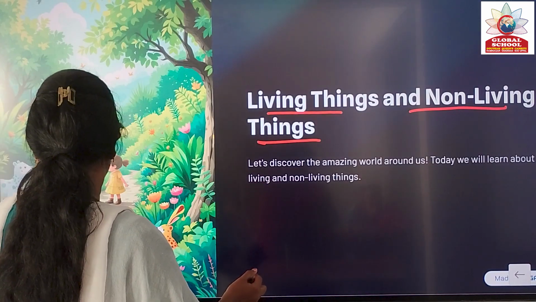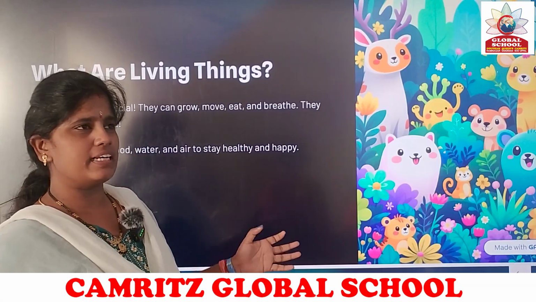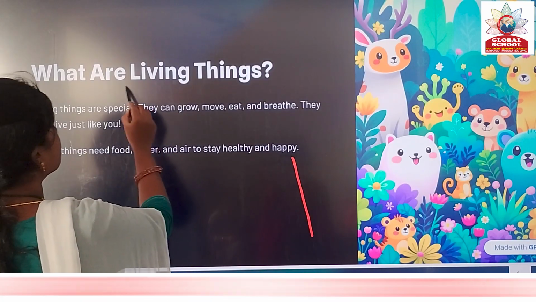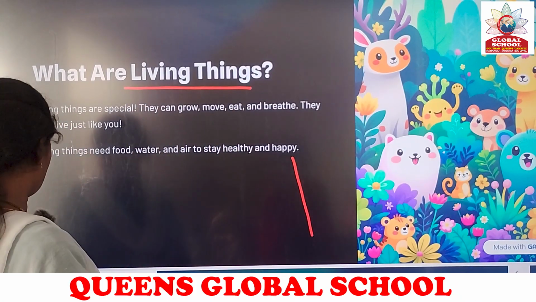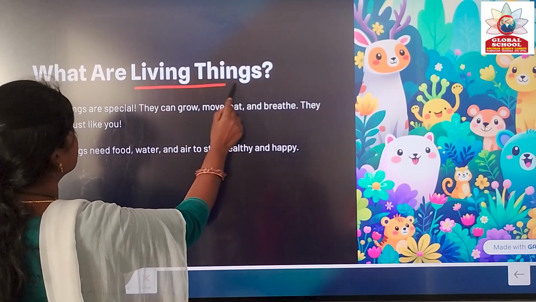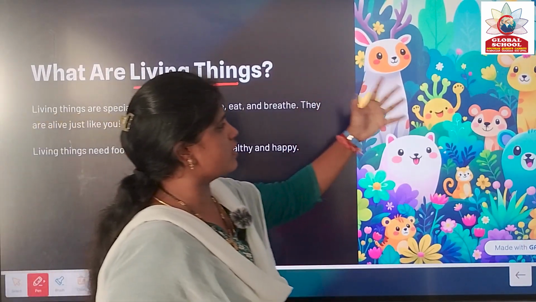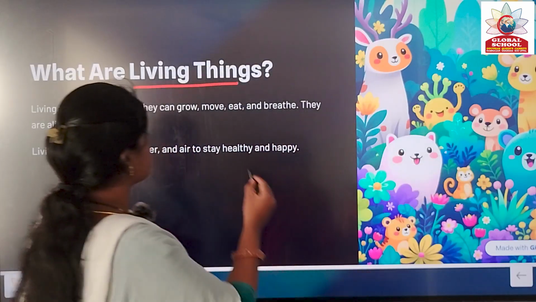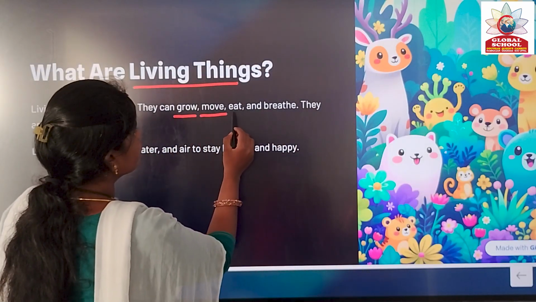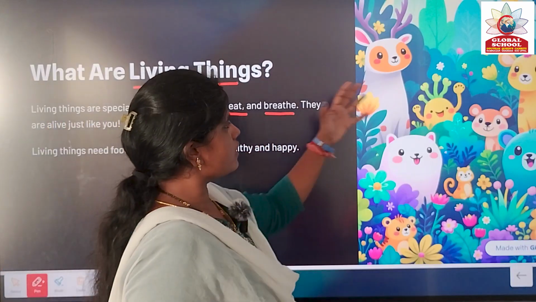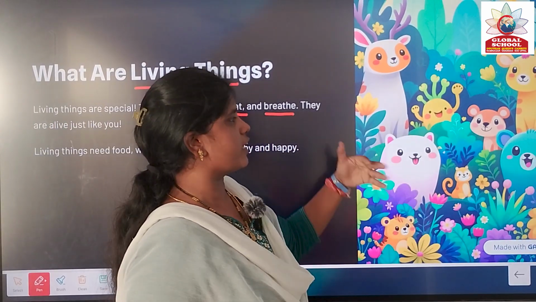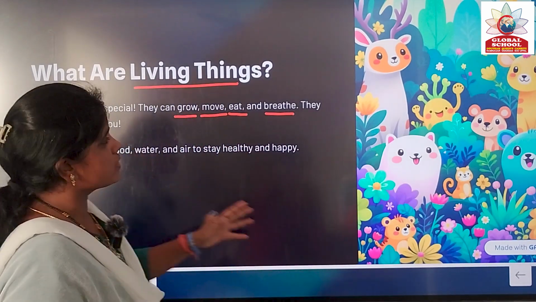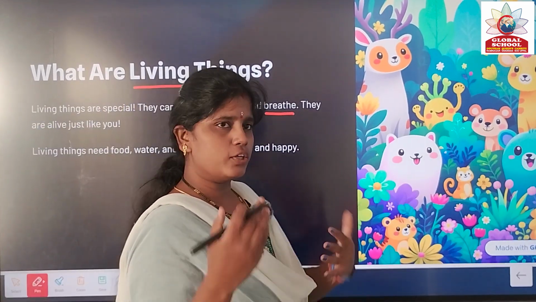Now we'll go to the living things. What are living things? Here you can see many animals. These are the animals which can grow, move, eat and breathe. They can move themselves, they can grow, they can eat, they can breathe. These are the special things for living things, just like you.